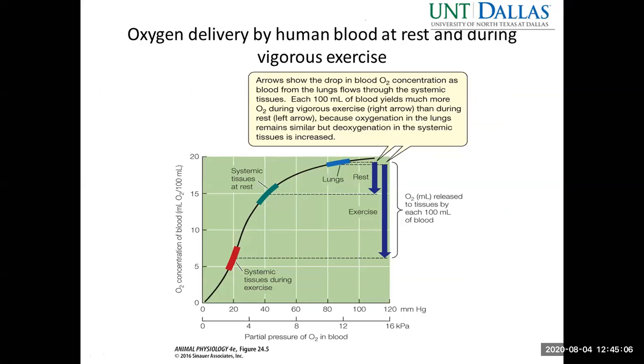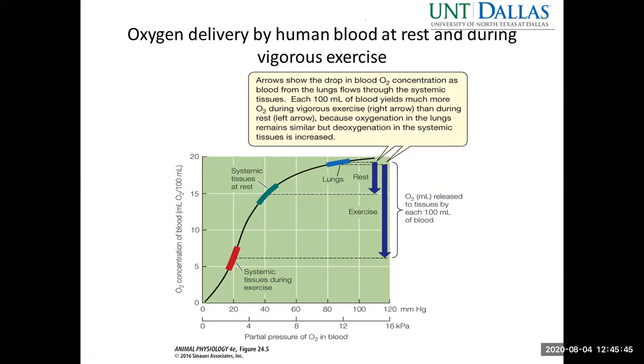So talking about the oxygen delivery by human blood at rest and during vigorous exercise. The oxygen equilibrium curve shown here is that for human arterial blood, like in this figure. You can see the thick shaded areas on the curve show representative ranges of blood oxygen concentration and oxygen partial pressure in the lungs. That's the blue one.